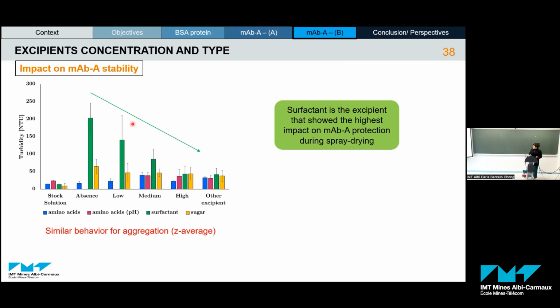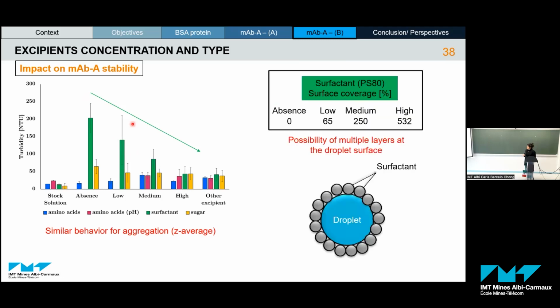If we go from the absence to the high level, we have a very drastic reduction. What we can hypothesize from this part is that the protection mechanism corresponding to the surfactant, which is the adsorption at the surface, creates a layer of the surfactant around it. Therefore, as we increase the surface coverage, we will have more protection and possibly multiple layers around the droplet that replace the protein.